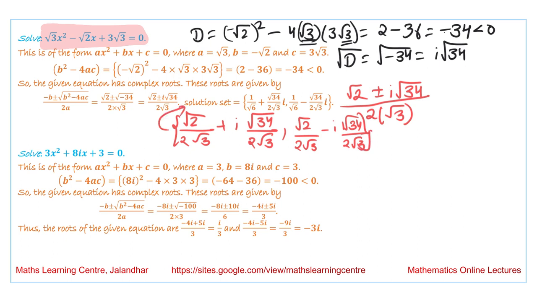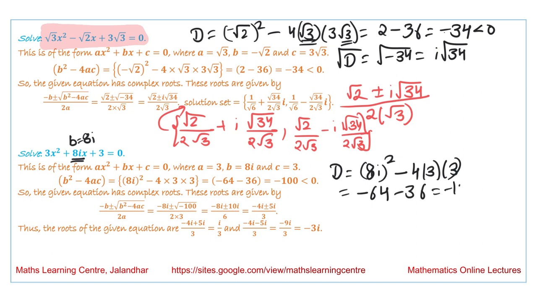Next is 3x² + 8 iota x + 3. Now in this case, the value of b is equal to 8 iota. So the value of d is equal to b², which is (8 iota)² minus 4ac. We know that iota squared is −1, so this will become −64 − 36, that is equal to −100. Again d is less than 0. The square root of d will be the square root of −100, that is equal to 10 iota.